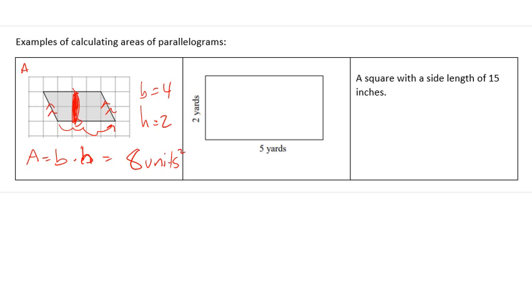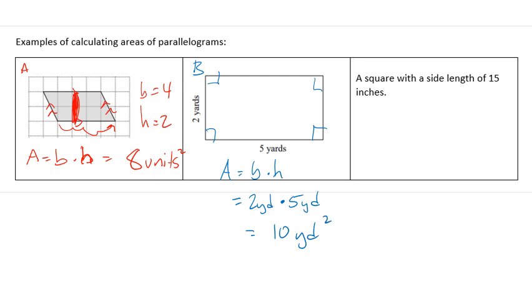Let's look at B. I have a rectangle here. It looks like a rectangle. I'm assuming these are right angles, 90 degrees. So once again, area is equal to base times height. So I got 2 yards times 5 yards. That'll give me 10 yards squared.